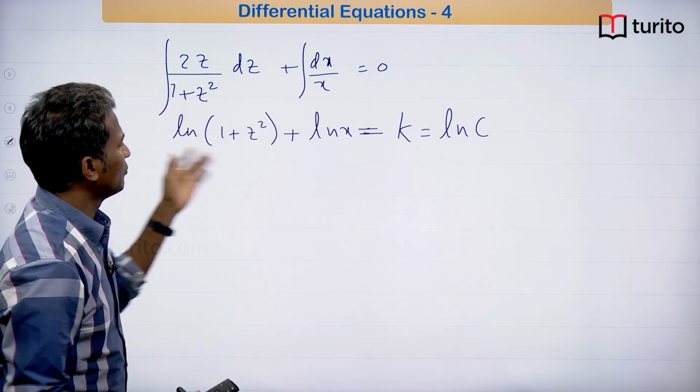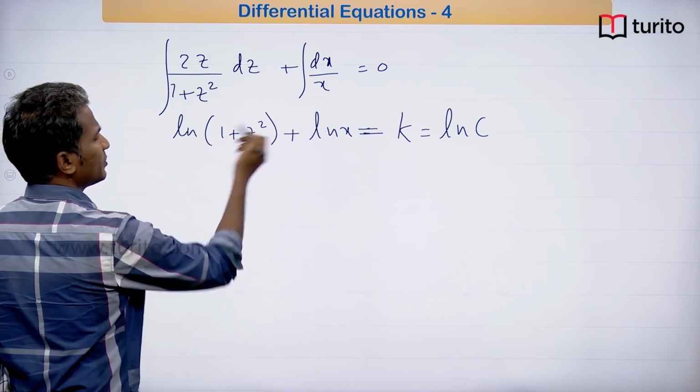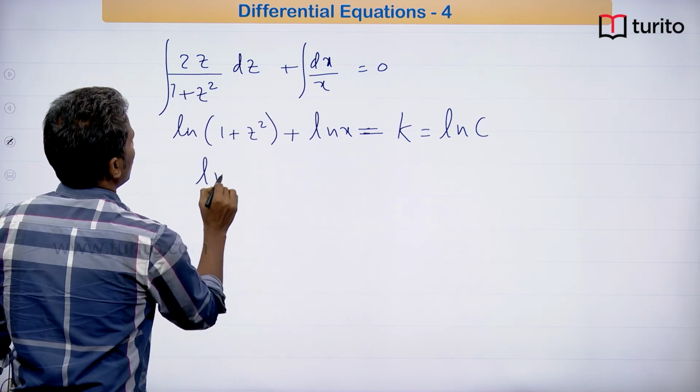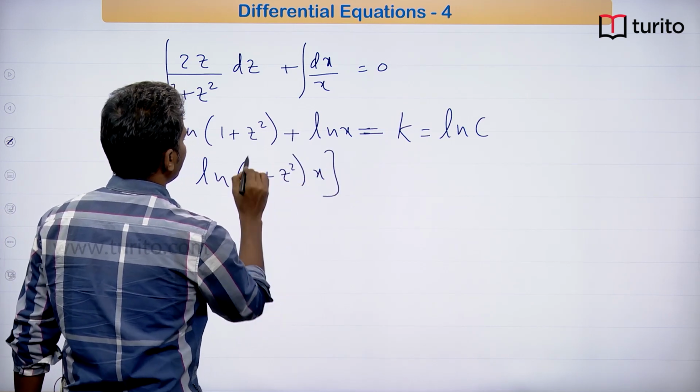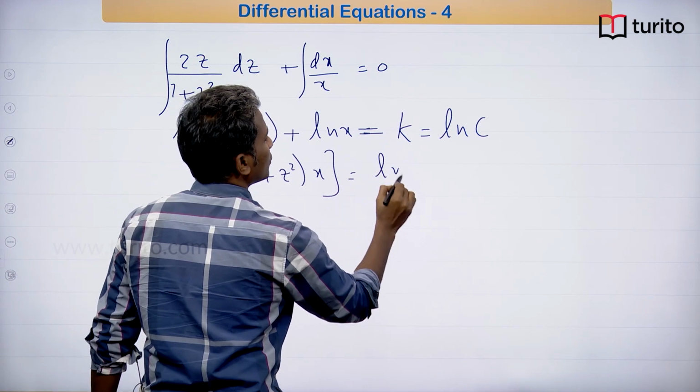Okay. So, now what is the next step? Next step is to simplify this. So, log of 1 plus z square into x, this must be equal to log of c.